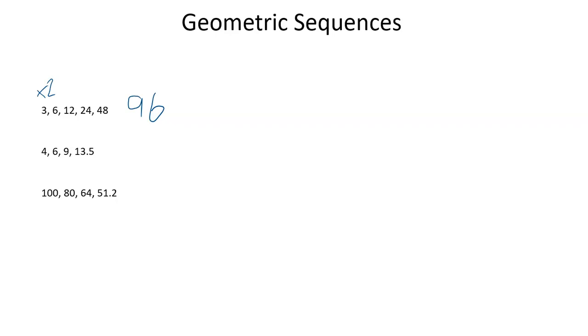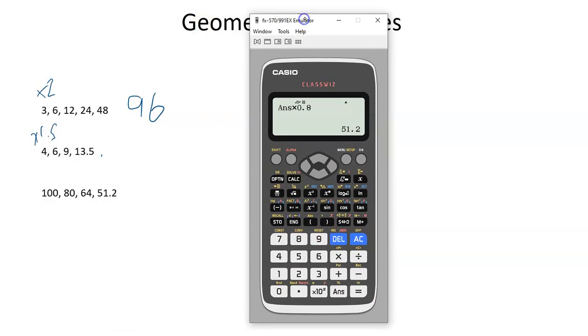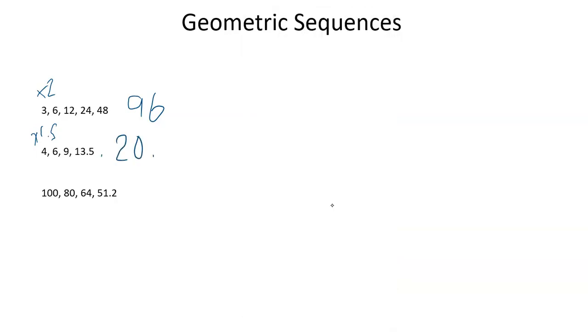It doesn't have to be by a whole number, of course. So 4 to 6 is actually timesing by 1.5. Times by 1.5, times by 1.5. And so again, if you want to work out the next term in the sequence, just times by 1.5, which, because it is far too late for my brain to be doing decimals times decimals, we're just going to get the calculator out, and it is 20.25. Easy peasy.